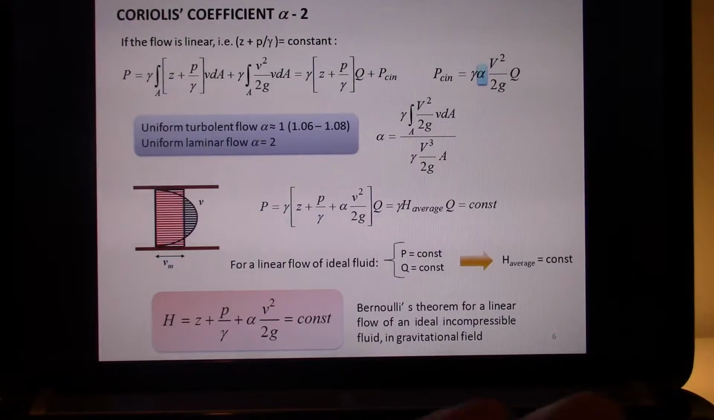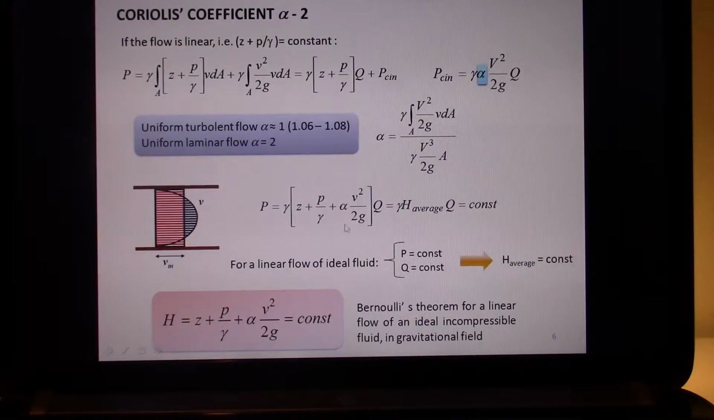So, in the end, for a linear flow of an ideal fluid, we can say that if the power is constant and the volumetric discharge associated with the fluid is constant, then the average total head is again constant, which brings to the extension of Bernoulli's theorem for a linear flow of an ideal incompressible fluid in a gravitational field.